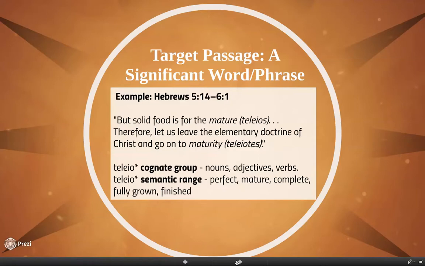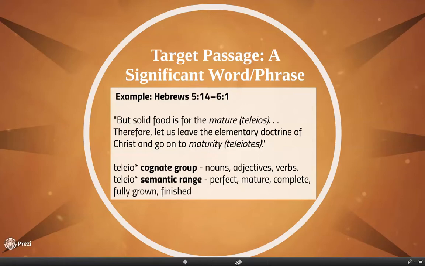Or you might be reading, and as you're studying, you're looking at different translations, and you notice that different translations translate the same term differently. Now that tells you that there's some semantic range to your term. I've given you an example here from Hebrews 5:14, in which two terms from the same cognate group are used. Solid food is for the mature, and therefore let us leave the elementary doctrine of Christ and go on to maturity. Now that's from the ESV.